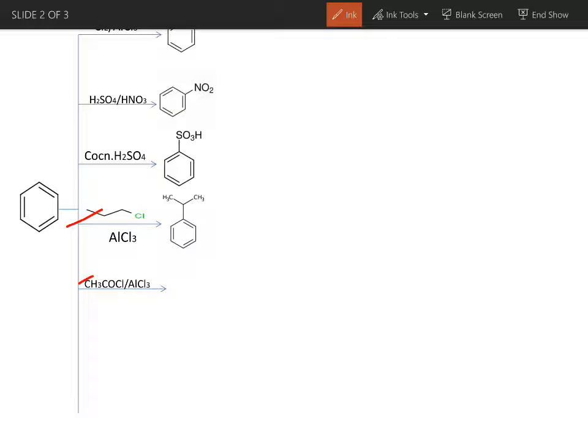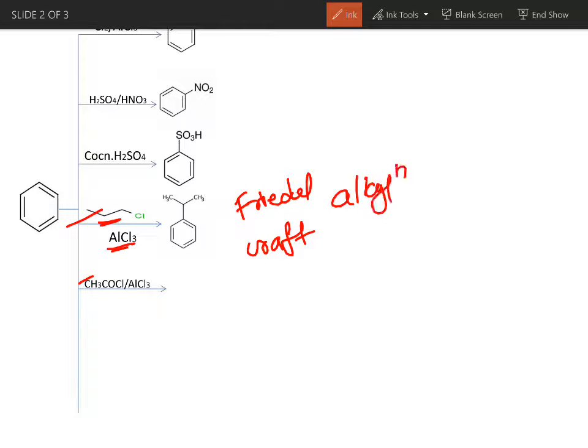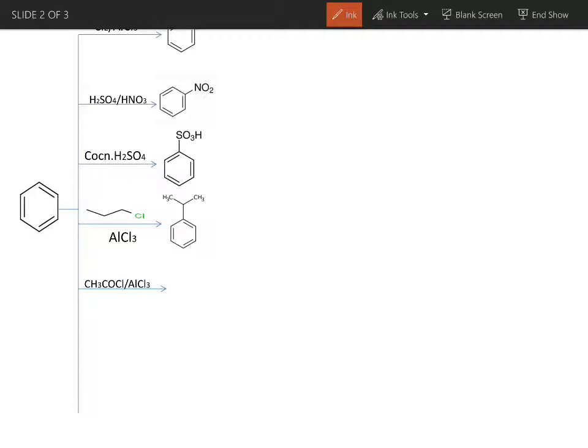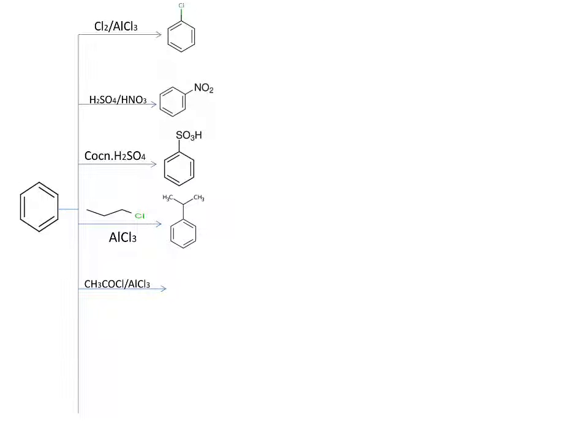The fourth and fifth reactions were worked out by two scientists known as Friedel and Crafts. If benzene is reacted with an alkyl halide in the presence of a Lewis acid, then this reaction is called Friedel-Crafts alkylation. If benzene is reacted with acyl chloride in the presence of a Lewis acid, then this reaction is called Friedel-Crafts acylation. So these are some important electrophilic substitution reactions of benzene.